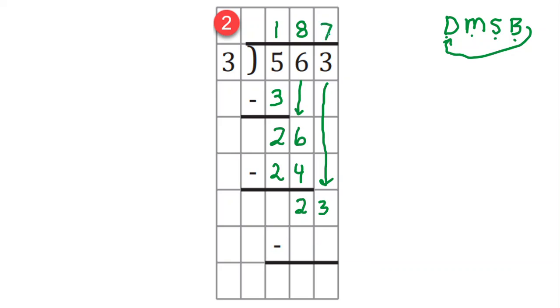Right, 7. 7 times 3 is 21. You got it. Okay, we just multiplied and now we need to subtract. 23 take away 21 is 2. So our final quotient is 187, remainder 2.